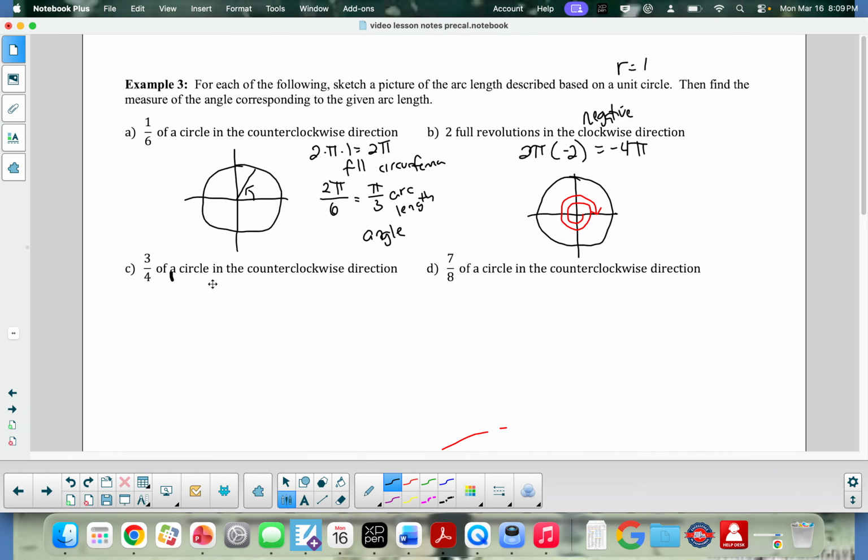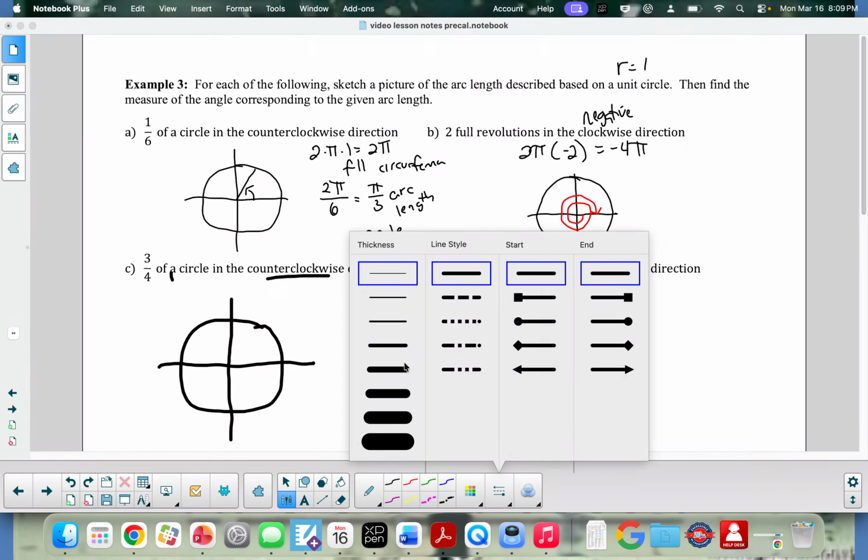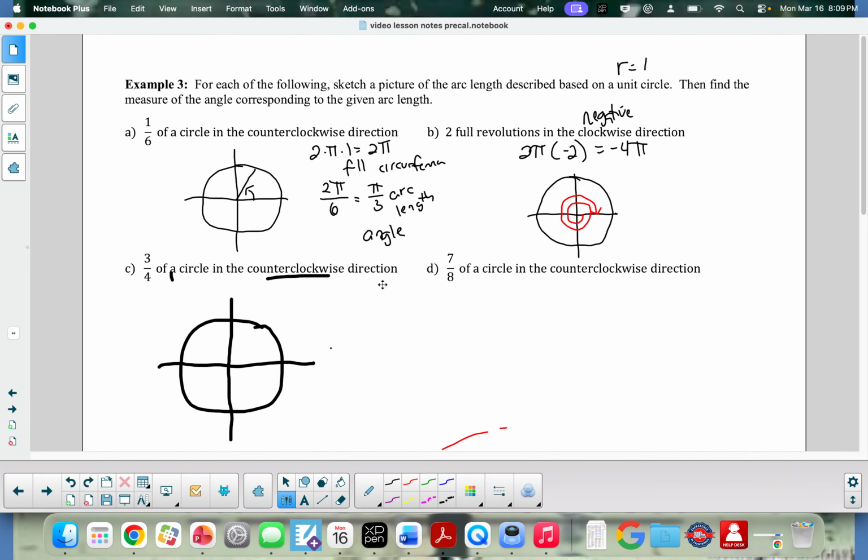So 3/4 of a circle counterclockwise, so positive direction this time. All right, so again, really badly drawn circle. If I want 3/4 of the whole circle, okay, so that means I'm cutting my circle into 4 equal pieces. Boom, boom, boom, boom. It already is. All right, so 3/4 of a circle would be, let's actually get that here. That would be my terminal side right there.